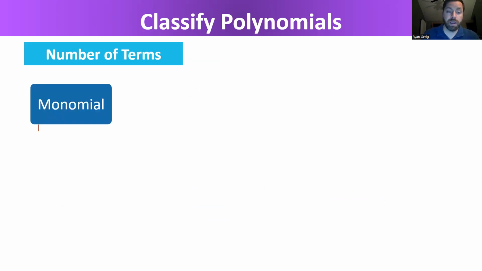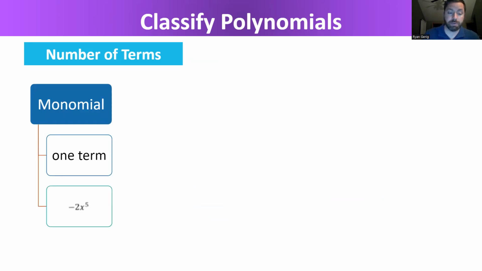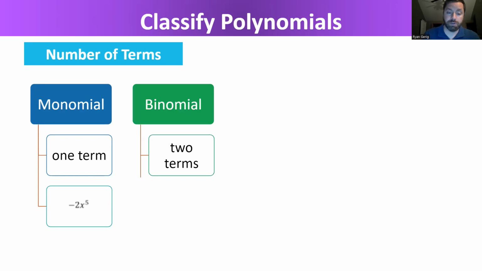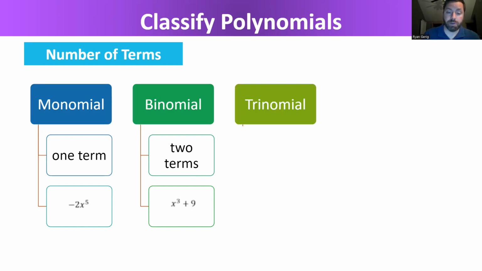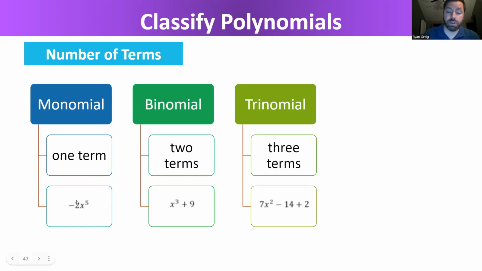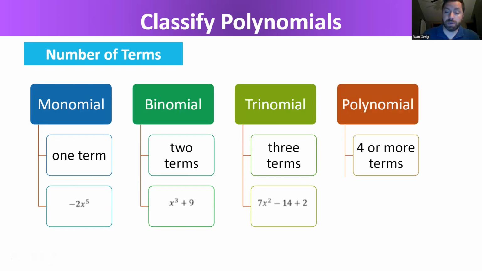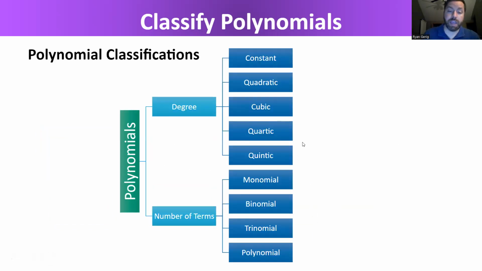So number of terms. Monomial, mono means 1, that's one term. So negative 2x to the 5th is an example. A binomial means 2 terms. Notice that a binomial has 1 plus or 1 minus, but there's 2 terms. A trinomial, 3 terms, has 2 signs. It could be 2 pluses, it could be 2 minuses. Okay. Anything with more than 3 terms is called a polynomial. And there's an example of that there. So that's the 2 ways we're going to name. Every polynomial we can give 2 names to at this point, a degree name and a number of term name.